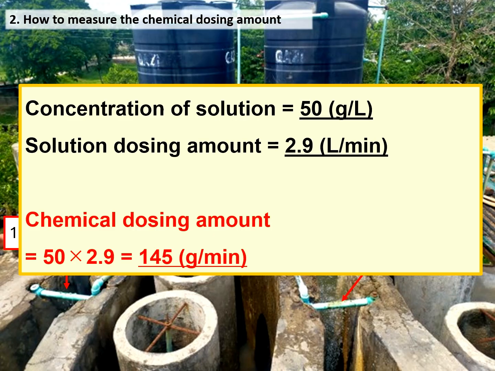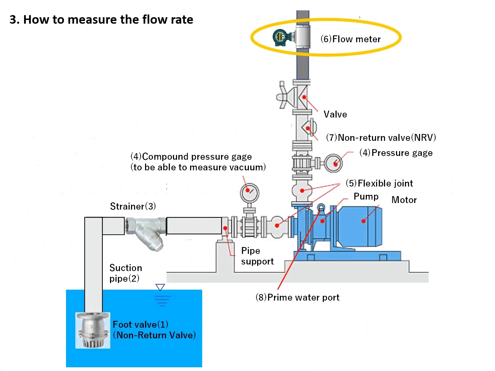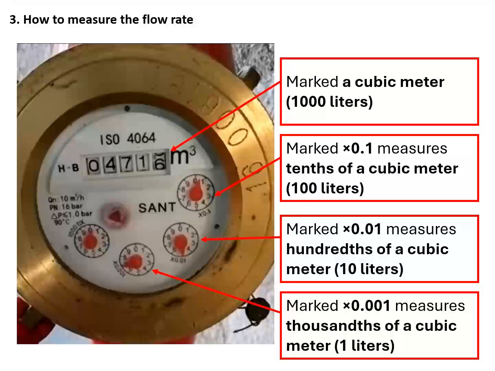However, until the water volume is confirmed, the chemical dosing rate cannot be found. So, the next part explains how to measure the flow rate. The flow rate is normally confirmed by flow meter reading at pump. This image shows a water meter, and the smaller dials, the little red needles, are used for precise measurement of smaller water volumes that are less than 1 cubic meter.